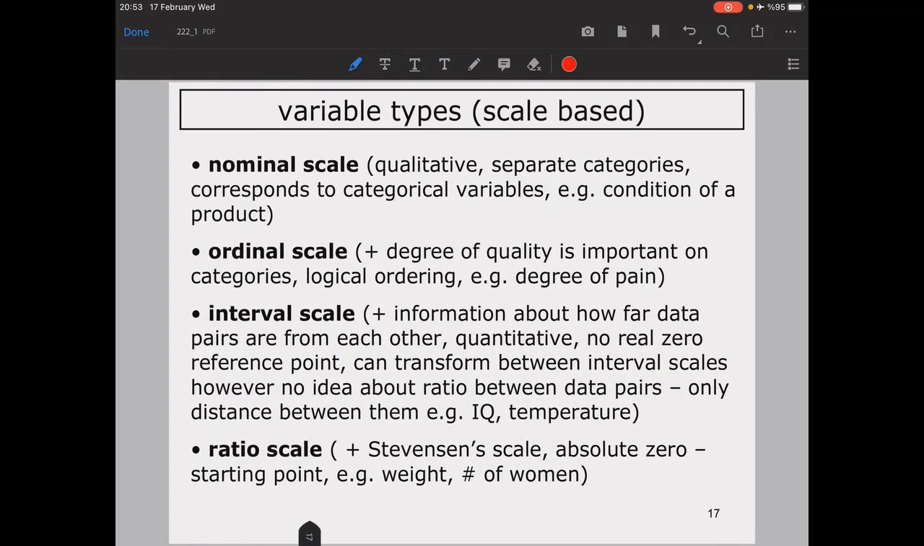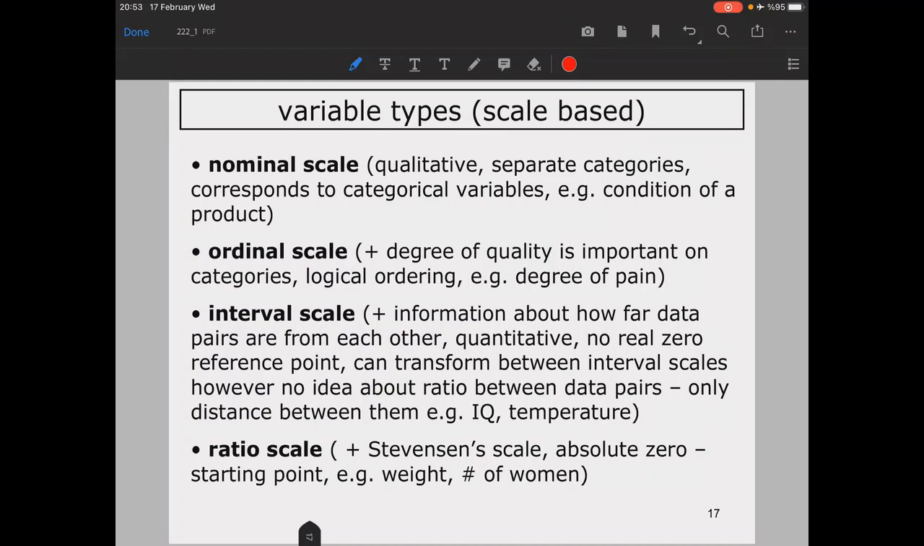And finally, the last one is the ratio scale, which is also called the Stevens scale. Now we're talking about an absolute 0 point, which is your starting point, and the comparison between them can be much more meaningful. Suppose that I'm 60 kilograms and a horse is 120 kilograms. I can say that the horse is twice the weight of mine.